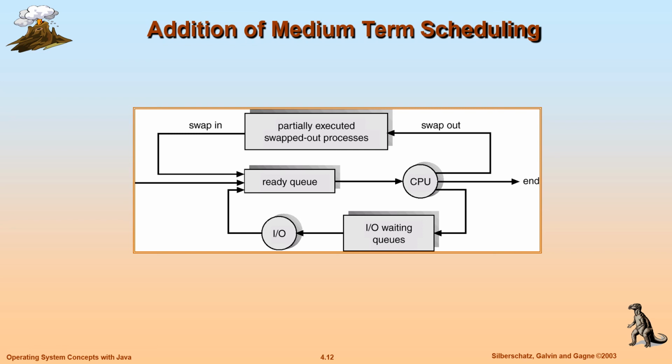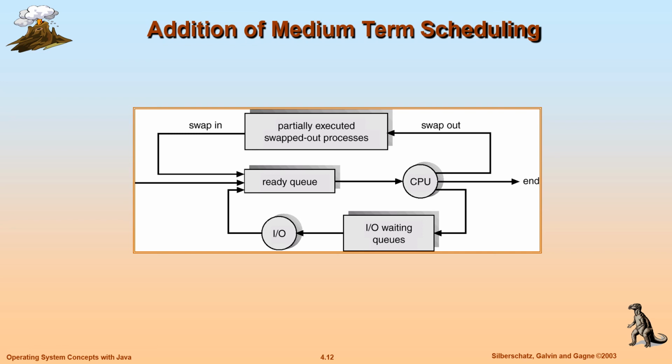Some operating systems, such as time sharing systems, may introduce an additional intermediary level of scheduling. Not only long-term scheduling, there is one more scheduler, the medium-term scheduler, which we are seeing on this diagram. The key idea behind a medium-term scheduler is that sometimes it can be advantageous to remove processes from main memory to reduce the degree of multiprogramming.